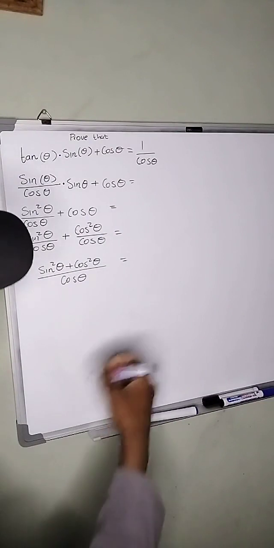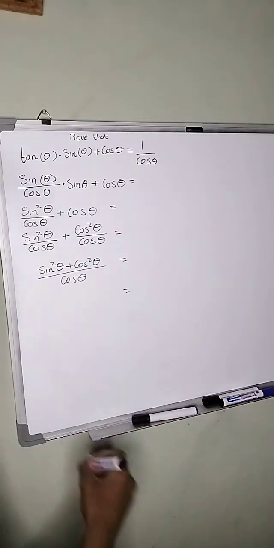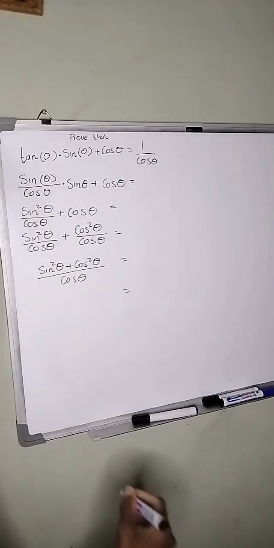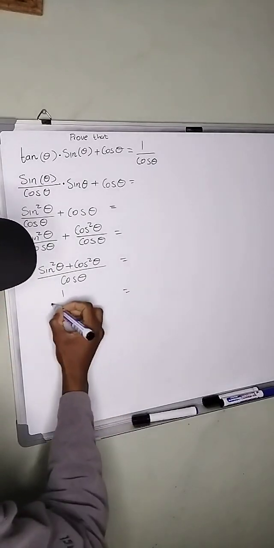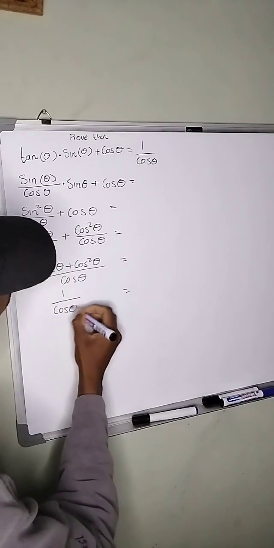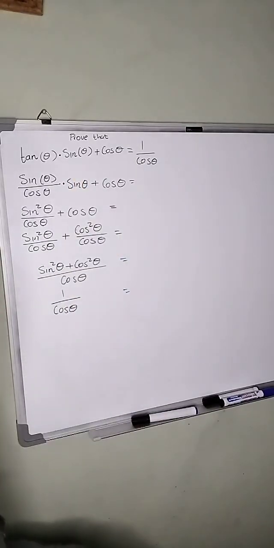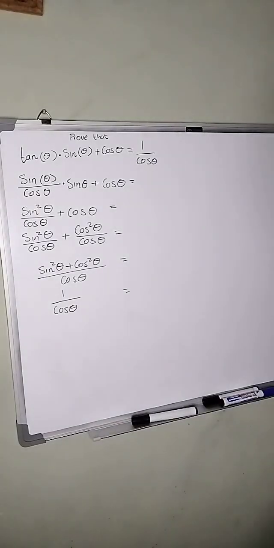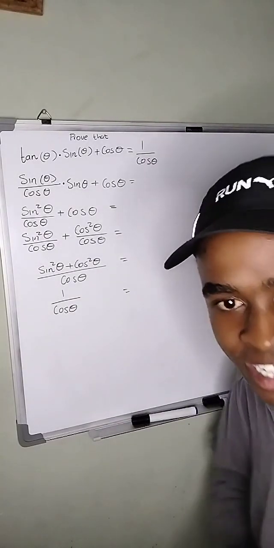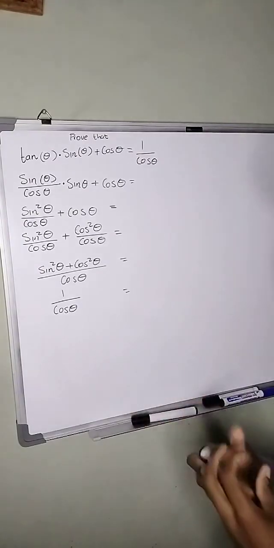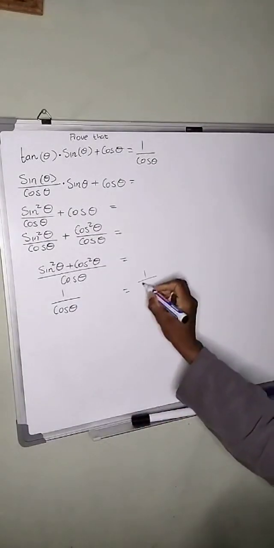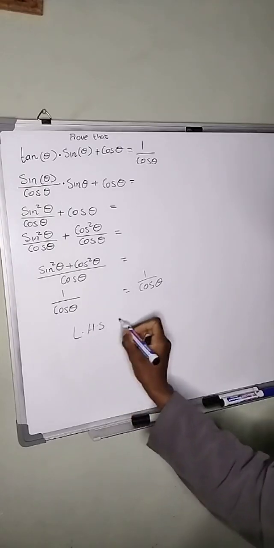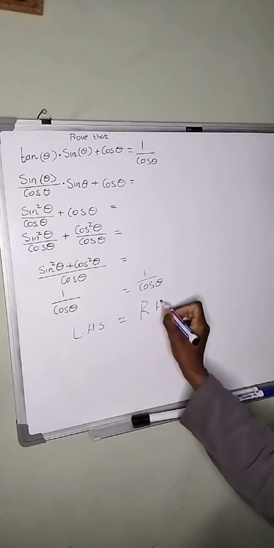What is the answer? What is sine squared theta plus cos squared theta? Yes, thank you very much. It's going to be equal to 1. So 1 over cos theta. That's the identity proven. 1 over cos theta is going to be equal to 1 over cos theta. So LHS is going to be equal to RHS.